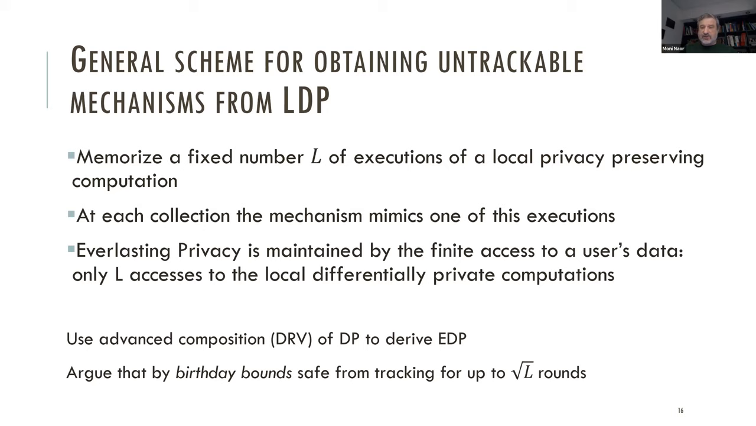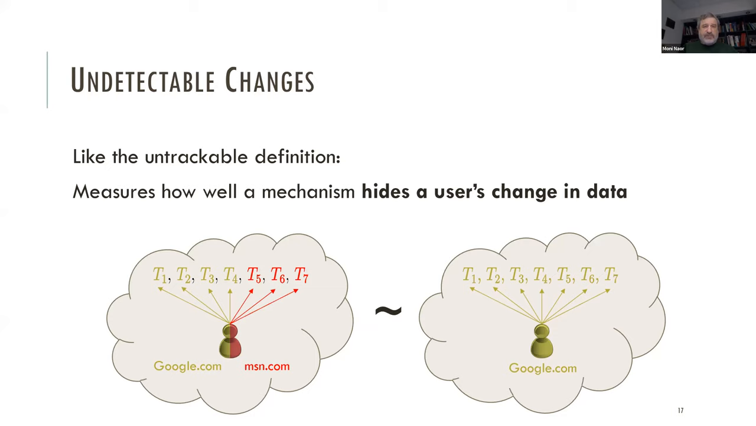Okay. I also promised you undetectable changes. Like the untracking definition, here what we want to hide is the fact that the user changed their data. Here, the user went from google.com to msn.com, and we're trying to hide that fact. So we want to say that these two cases, the left one and the right one, are indistinguishable, or hardly distinguishable, from the server's point of view. We cannot tell whether a user changed their mind or not.